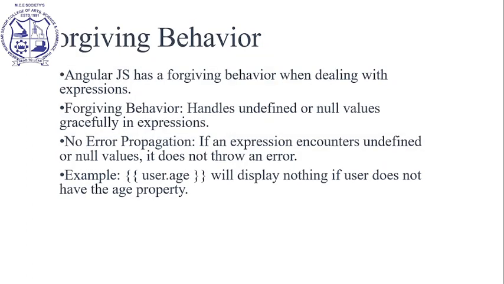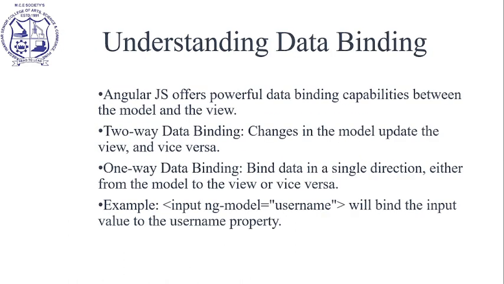Forgiving behavior. AngularJS has a forgiving behavior when dealing with expressions. Forgiving behavior handles undefined or null values gracefully in the expressions. No error propagation: if an expression encounters undefined or null values, it does not throw an error. Example, user.age will display nothing if the user does not have the age property.